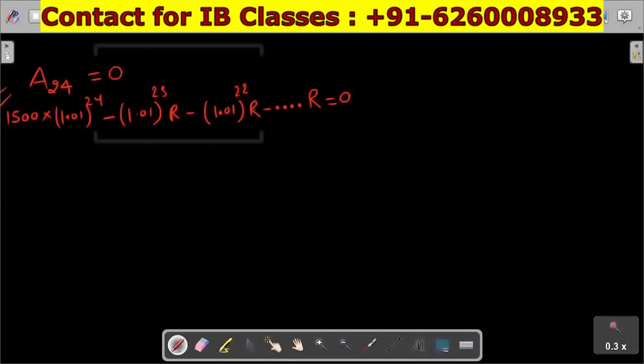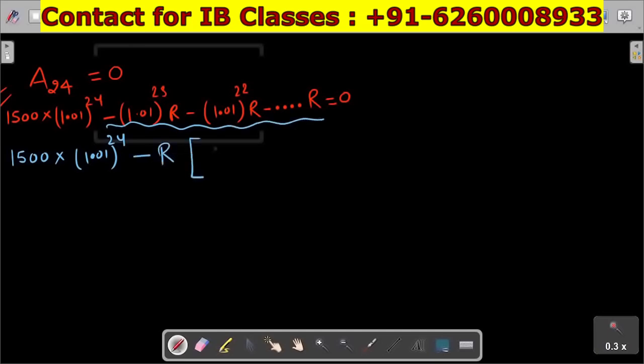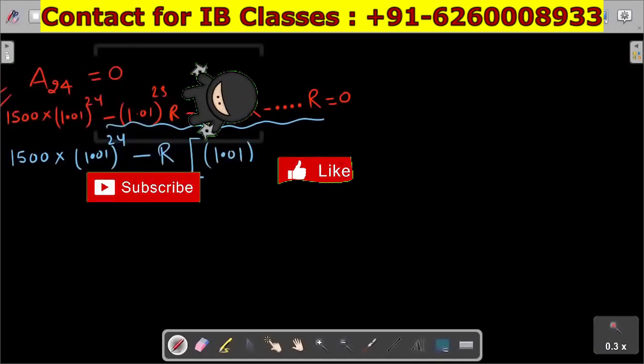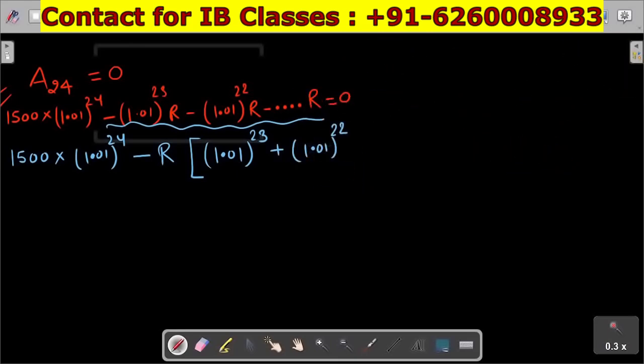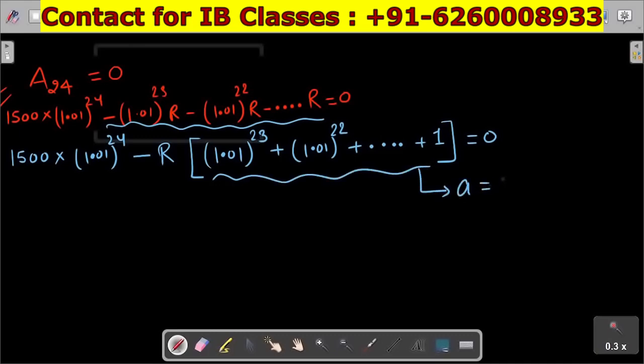So now we have to solve for r. This will be 1500 into 1.01 raised to power 24. From this expression I am taking r as common, so minus r will be taken as common. So what will we get? We will get 1.01 raised to power 23 plus 1.01 raised to power 22 plus dot dot dot. In a similar manner, at the end we will get 1, equal to 0. Now this is a geometric progression going on, in which you can take a equal to 1.